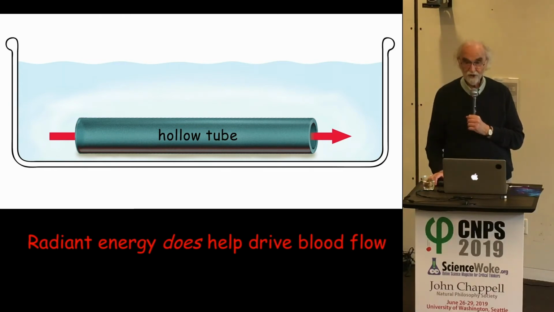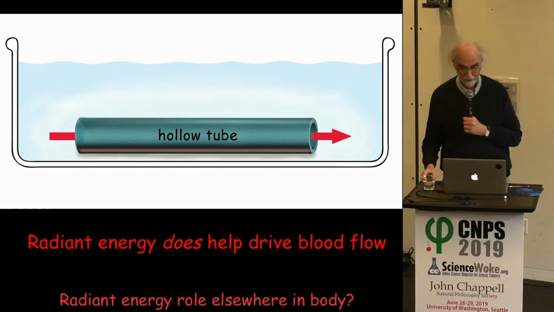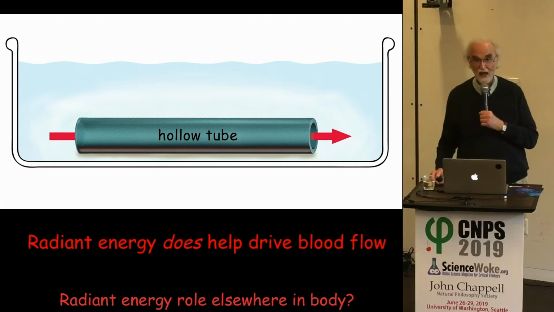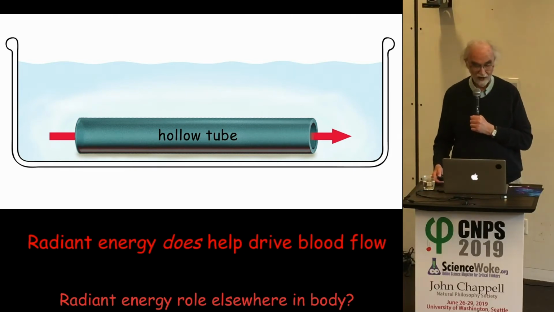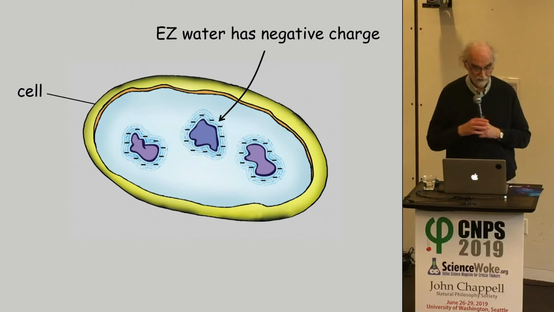If radiant energy can drive blood flow in your cardiovascular system, in your capillaries, what about elsewhere in your body? Do we use light, radiant energy, for something else besides blood flow? I think the answer is yes. And let me explain how I think it works.